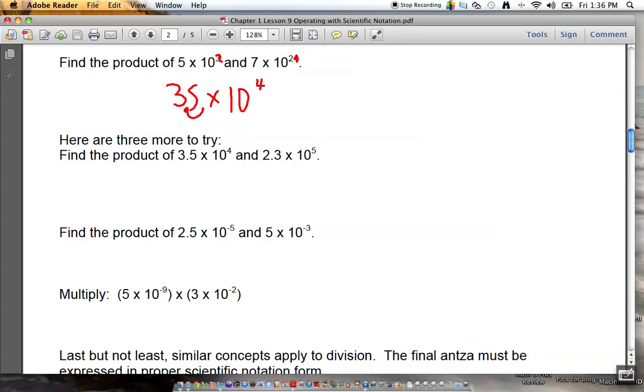Well, to get that there, I had to move to the left, so I divided by 10. Now, how can I balance out dividing by 10? What's the opposite of dividing by 10? Multiply by 10. So I'm going to come over here and multiply by 10, which really has an exponent of 1. So 35 times 10 to the 4th is the same thing as 3.5 times 10 to the 5th. I just add 1 to that and then move the decimal.